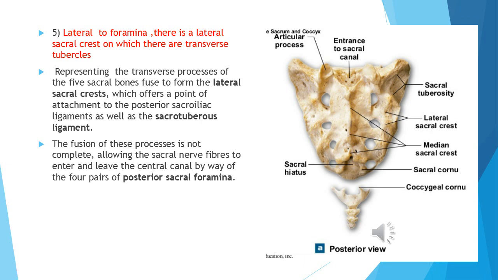Lateral to these dorsal foramina, there is another crest, that is the lateral sacral crest, on which there are transverse tubercles. They represent the fused transverse processes, and give attachment to the posterior sacroiliac ligaments and also the sacrotuberous ligaments.